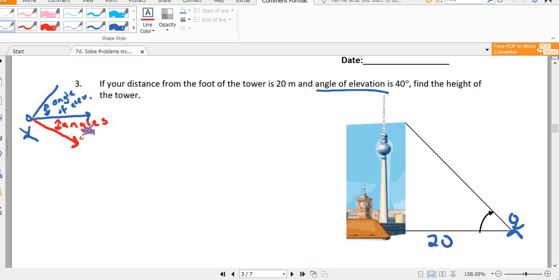These are called angles of depression when you look down. Okay? So, in this case, we've got you looking up at a tower. Your angle of elevation is 40 degrees. Your job is to find the height of the tower. Okay? Height of this tower.